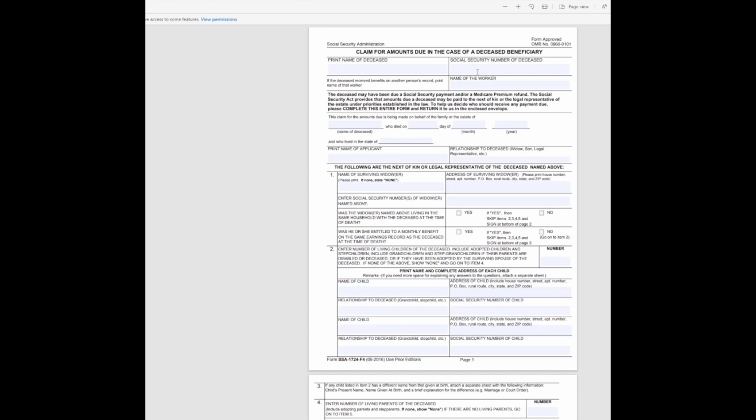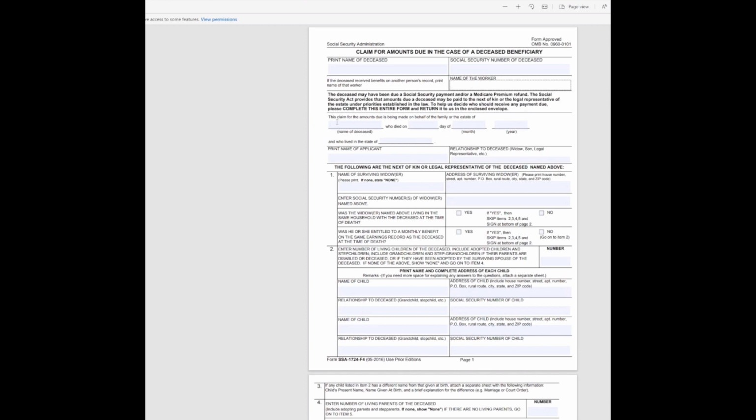This is typically a case where, let's say you are a surviving child of your mom, and your mom was drawing widow benefits off of your dad, who passed away maybe a couple years before. Then the name of the worker at that point, you would put whoever passed away first, whoever your mom was receiving benefits off of.